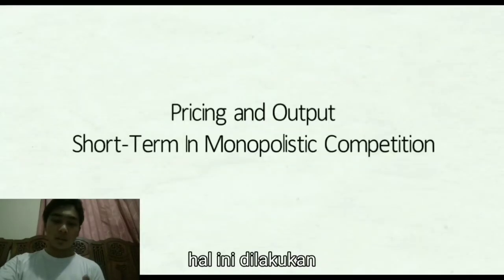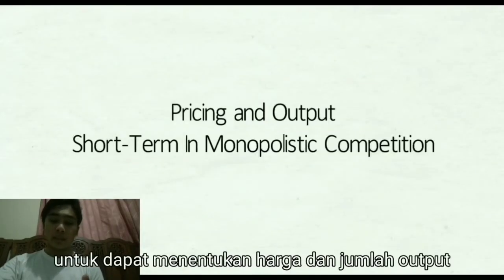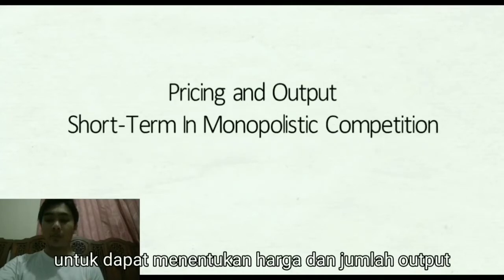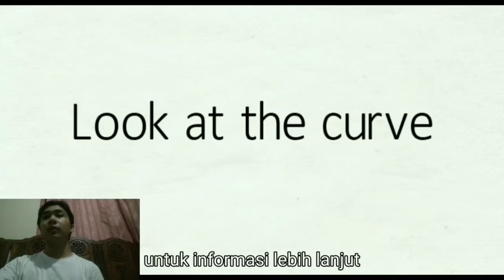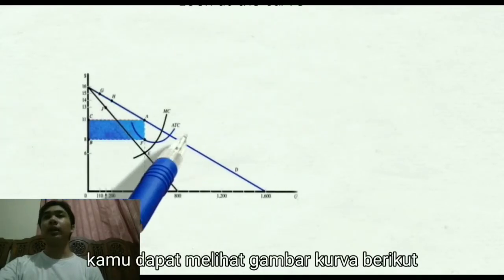Now, I want to explain pricing and output in the short term in monopolistic competition. This is done to be able to determine the price and the amount of output that will be generated to achieve maximum profit. For more information, you can look at the curve.